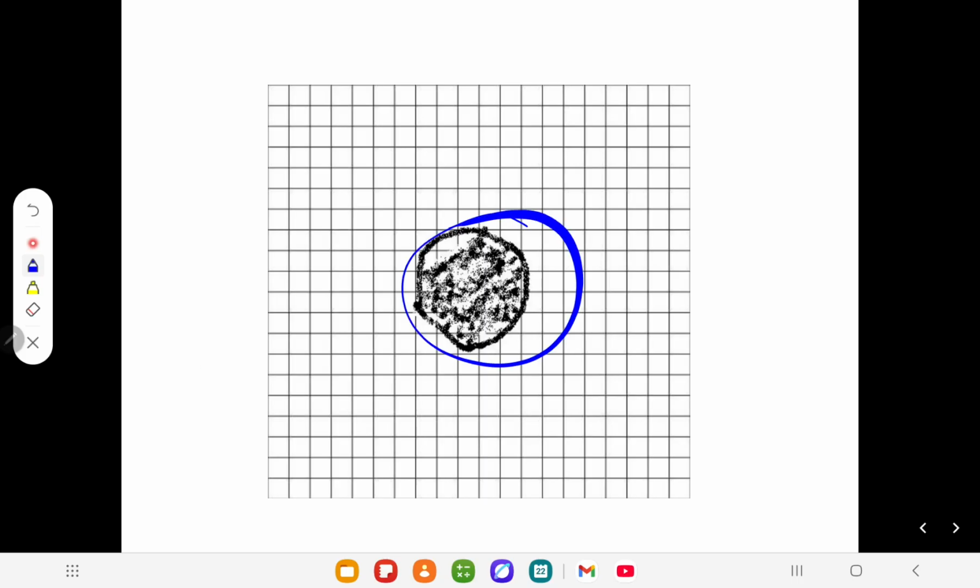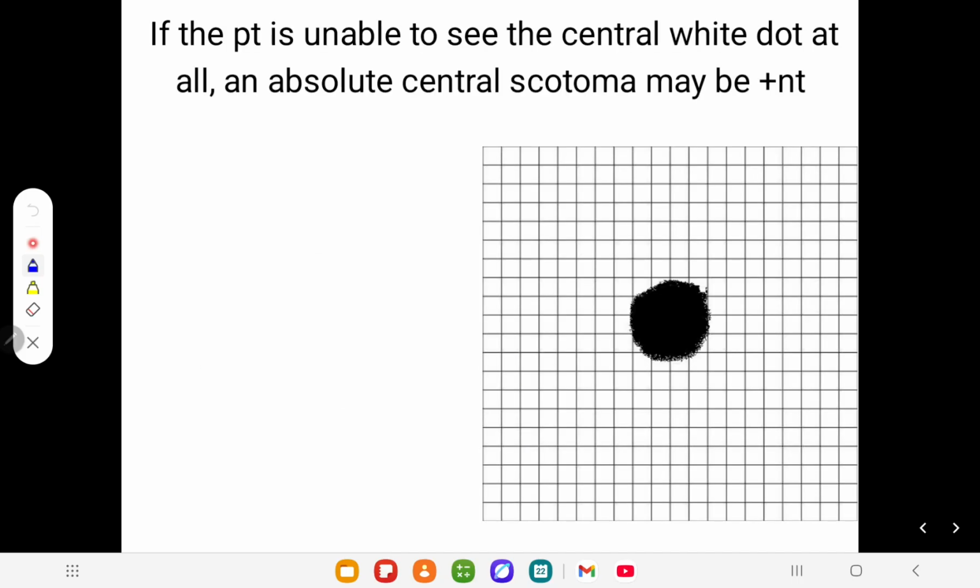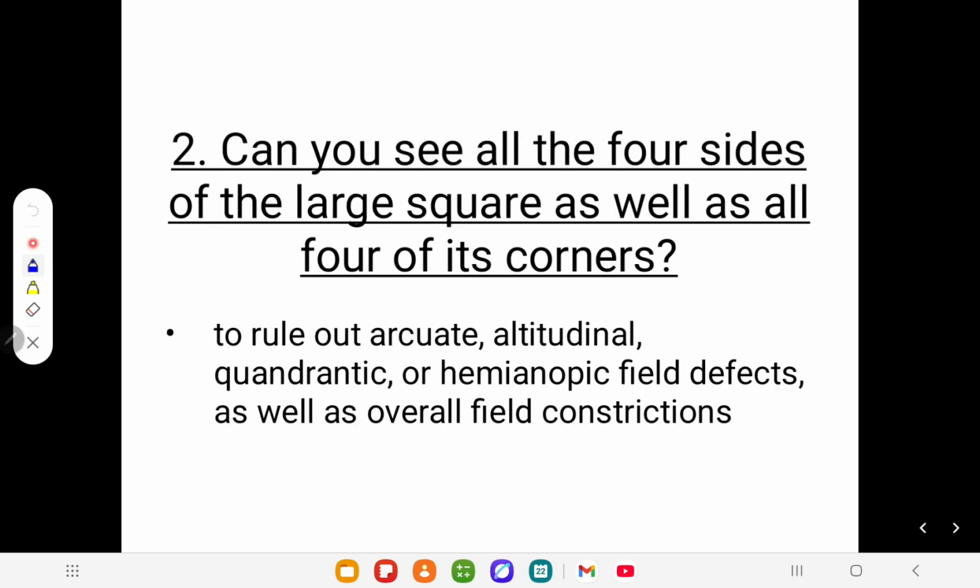Okay. First question: this is for central scotoma if it's present. If the patient is unable to see the center white dot at all, an absolute central scotoma may be present, as opposed to relative central scotoma, this is the absolutely dark central scotoma, isn't it? If the patient cannot see the central dot, there is a central scotoma.